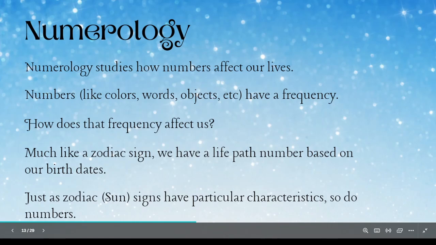We're all kind of drawn to certain colors. There's a certain shade of something that you love and a certain shade that you don't. Same thing with objects. It's all frequency. So numbers have a frequency, and numerology is a study of how that frequency affects us. It's a lot like a zodiac sign.